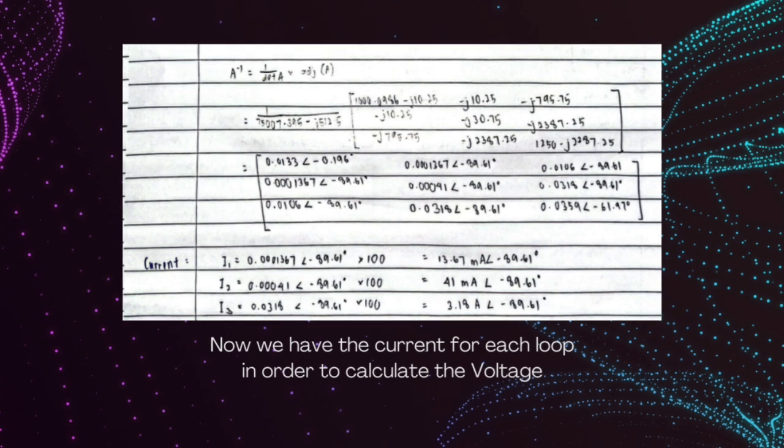After applying the inverse matrix method, we will get the mesh currents as follows. These are the currents flowing through each loop of the circuit. Solving these currents is crucial as it sets up the calculation of voltage and power.